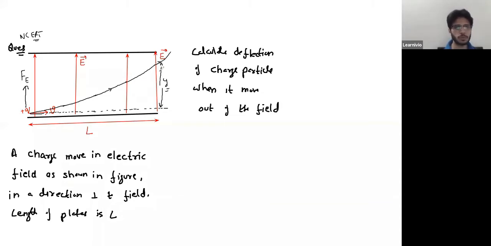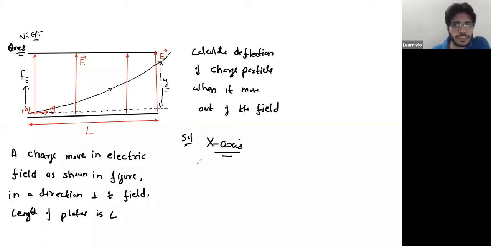So when the charged particle moves out of the field, you're supposed to calculate this y deflection. I'm giving a hint: try solving this problem along the x and y axes separately. From the x-axis, calculate the time and then substitute it in the y equation. Let's first solve along the x-axis.